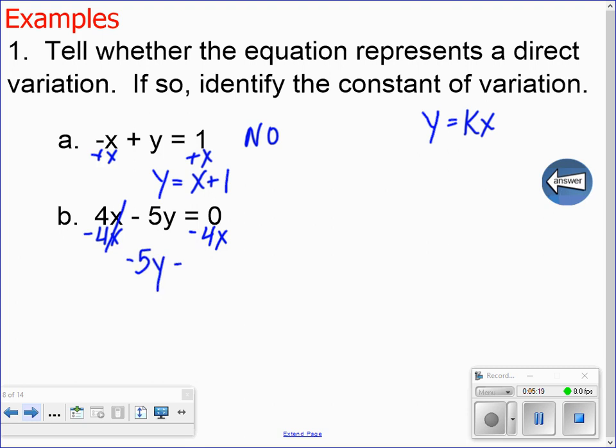So we have negative 5y is equal to negative 4x plus 0, but I don't have to write 0 this time. And then we're going to divide by the 5, because we want to get rid of this negative 5. We don't want negative 5y, we just want y. So as I divide by negative 5, we end up with a fraction of positive 4 over 5, because the negatives will cancel out, x. And this does have direct variation because we're in that kx form. K, or constant of proportionality, is four fifths.